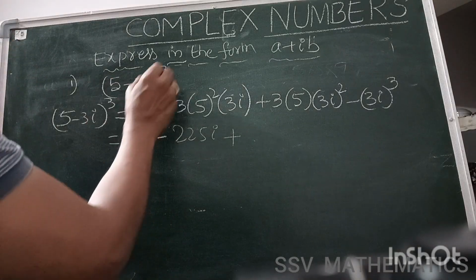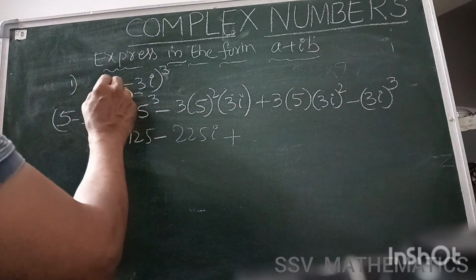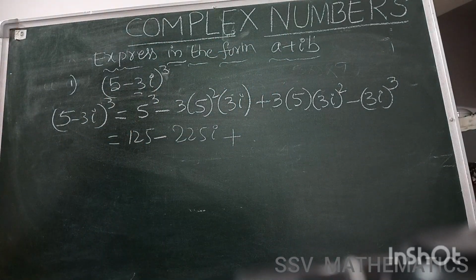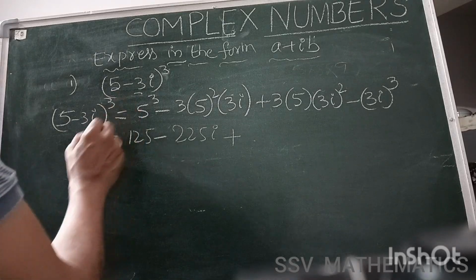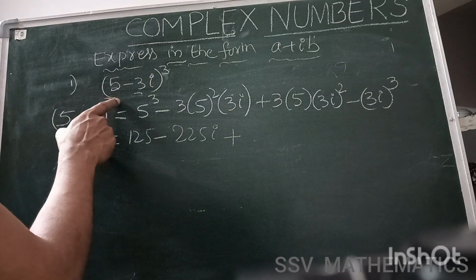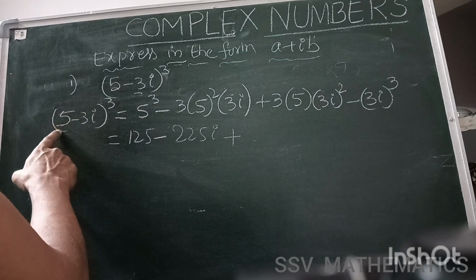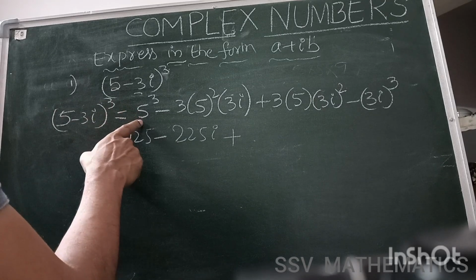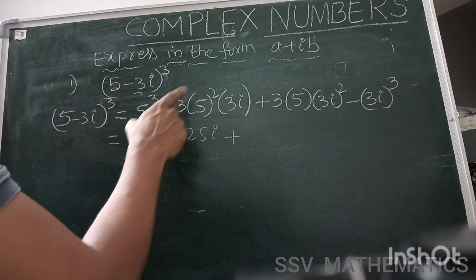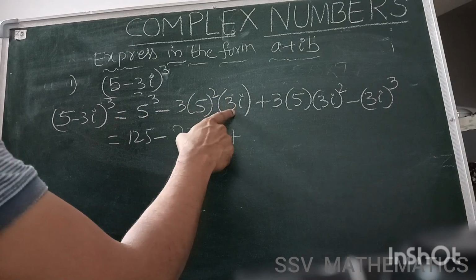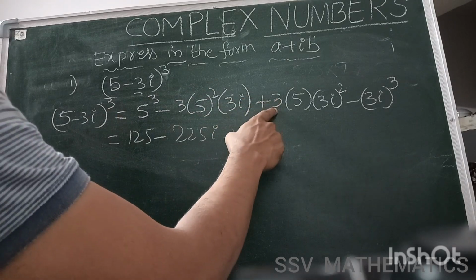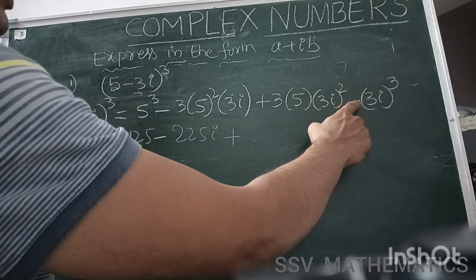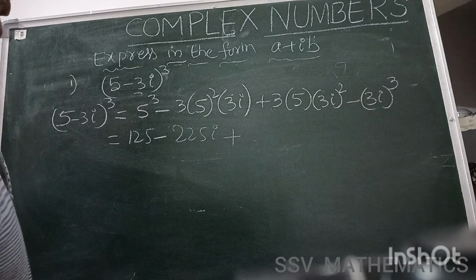Express 5 minus 3i whole cube in the form of a plus ib. It is of the form a minus b whole cube. Here a is equal to 5, b equal to 3i. a minus b whole cube is equal to a cube, 5 cube, minus 3a square b, 5 square into 3i, plus 3a b square, 3 into 5 into 3i whole square, minus b cube, 3i whole cube.